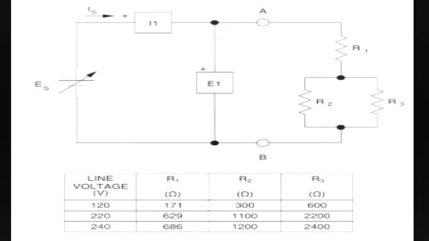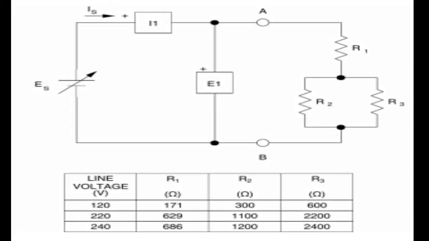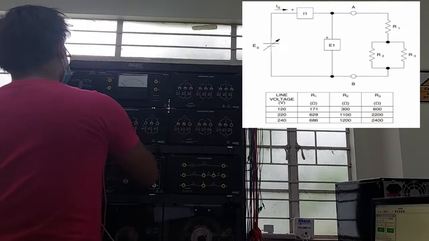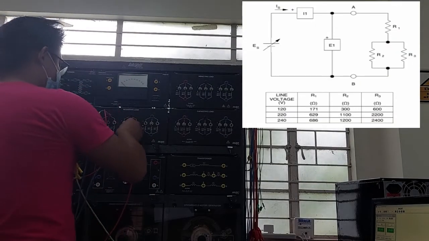Take note that we will follow the line voltage of 120 volts, therefore our R1 will be 171 ohms, or the parallel combination of the three resistances of each branch, and then your R2 is 300 ohms and our R3 is 600 ohms.